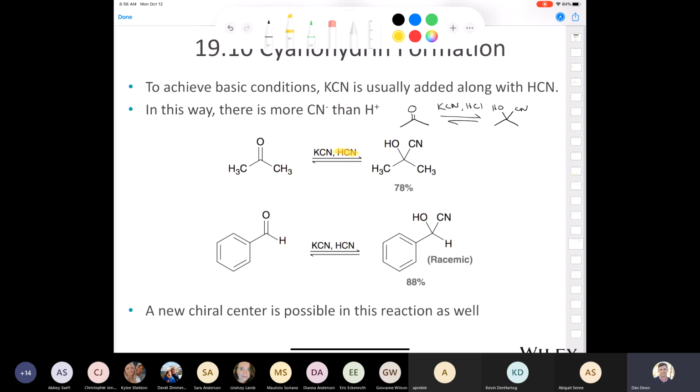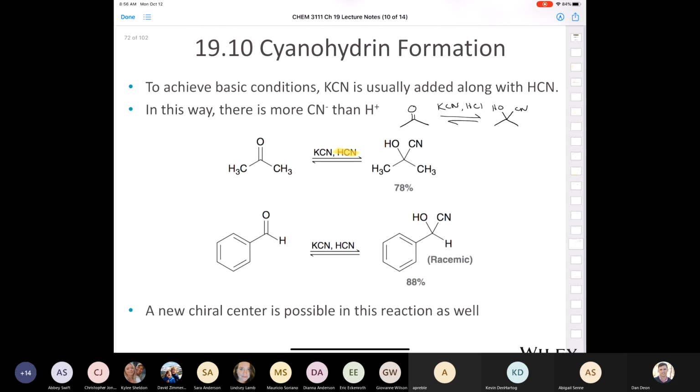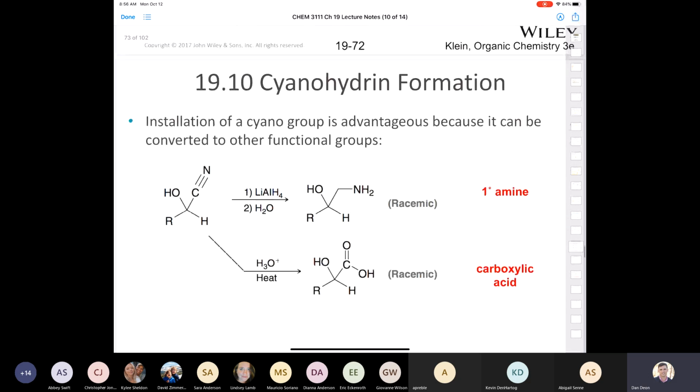In fact, you've probably heard of the gas chamber, which was used in California to execute criminals, a long time ago. I don't think it's used anymore, but that's what they used, was HCN gas. And they just made it by reacting potassium cyanide with sulfuric acid. Anyhow, that's not a happy thought for a Monday, is it?